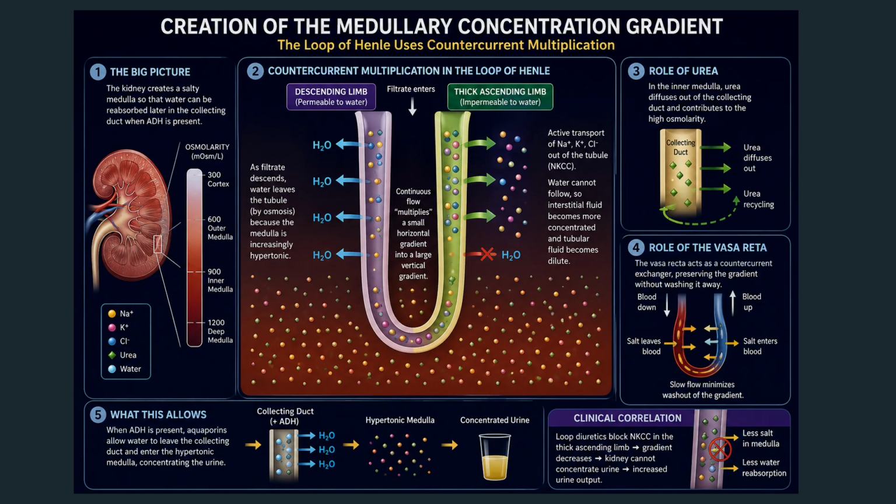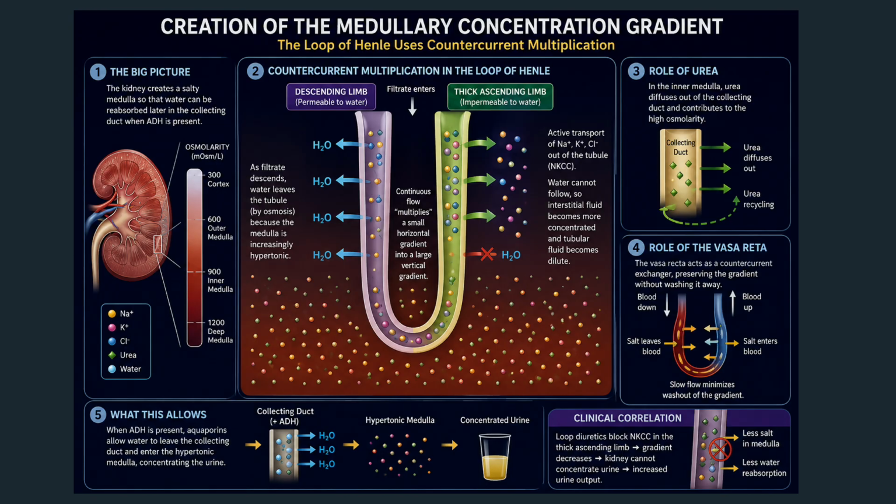Let's follow the filtrate. As the filtrate travels down the descending limb, it encounters an increasingly concentrated medullary interstitium. Because the surrounding medulla is so salty, water leaves the descending limb by osmosis. As water exits, the tubular fluid becomes progressively more concentrated. Then the filtrate rounds the bend and enters the ascending limb. Now something very important happens.